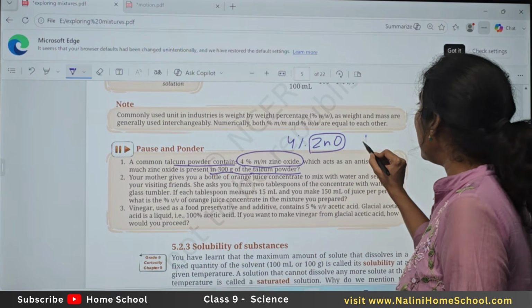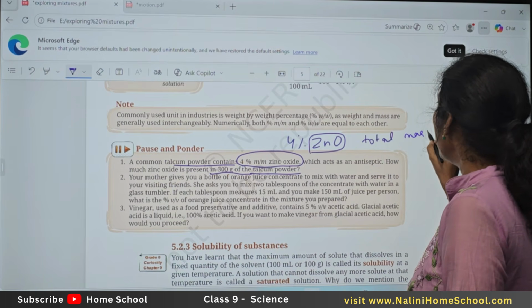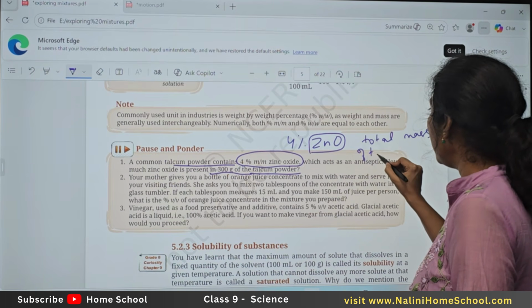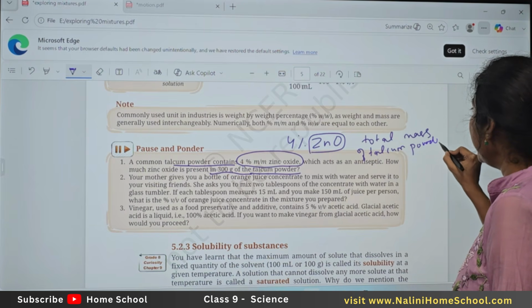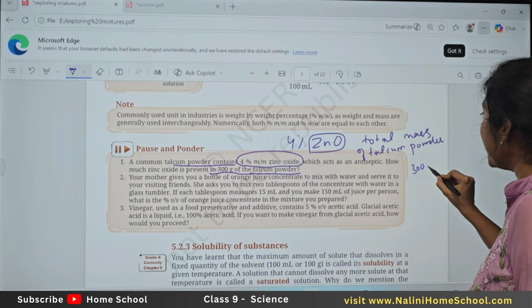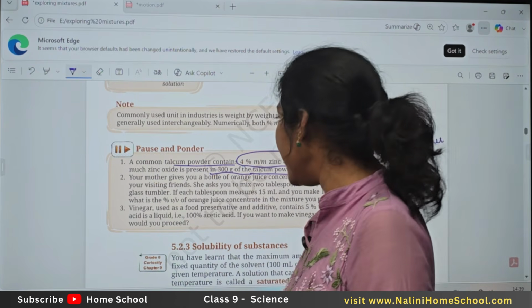So total talcum powder, how much do you have? Total mass of talcum powder is how much? Okay, it is 300 grams. That means it is a solution. Total mass of the solution is 300 grams.